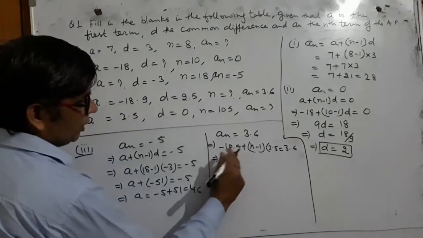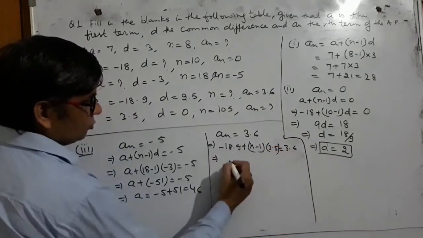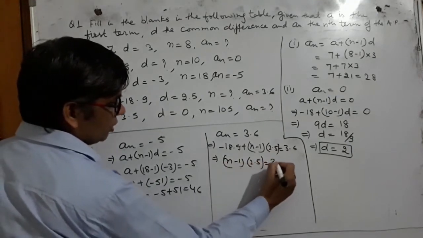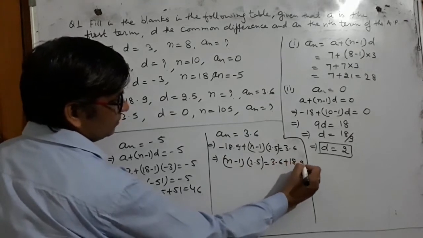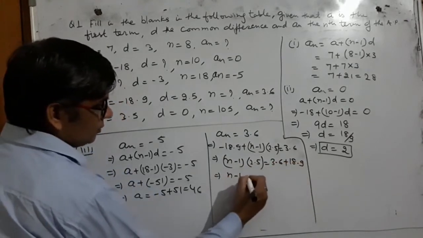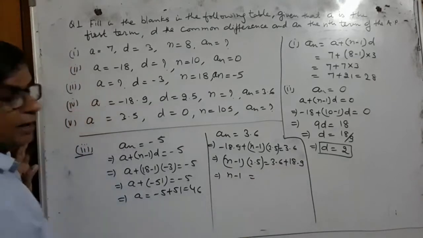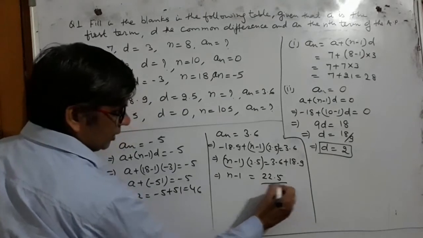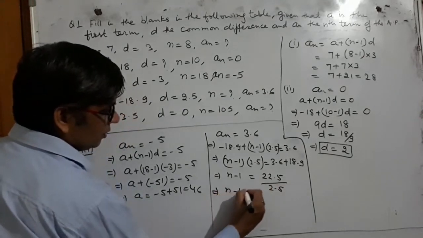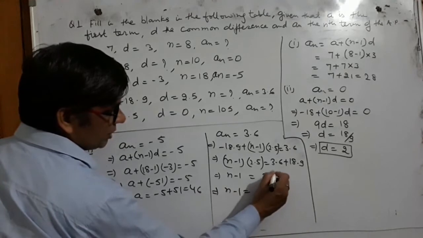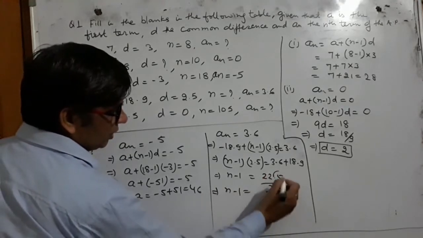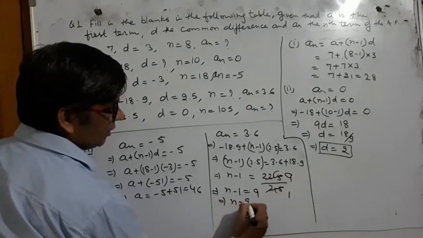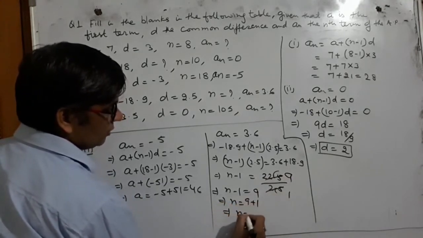ओके, तो 18.9 को shift करेंगे तो ये हो जाएगा n minus 1 into 2.5 equals to 3.6 plus 18.9. n minus 1 equals to 22.5 upon 2.5. 2.5 को shift किया तो नीचे आ गया. Point से point cancel, 25 में 225 तो 9 आ जाएगा. n equals to 9 plus 1, so n equals to 10.